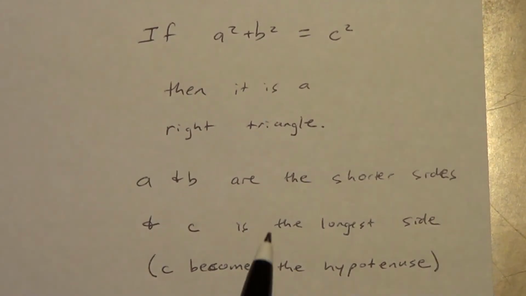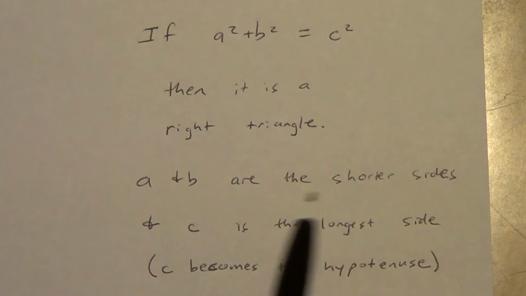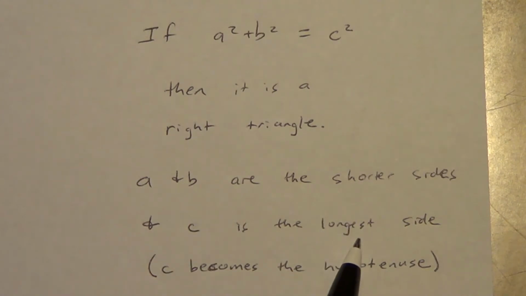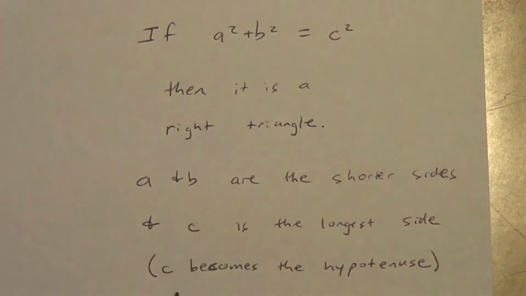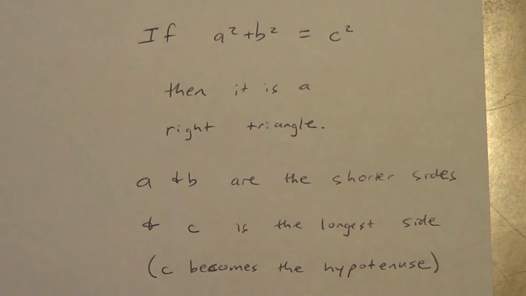Now a and b have to be the shorter sides, and c has to be the longest side. And if this does work, we get a right triangle, then c becomes the hypotenuse. Okay, so make sure that when you set this up, when you're checking to see if something's a right triangle or not, you always put the shortest sides for a and b. The order of those two does not really matter. And make sure that you put c as the longest side.